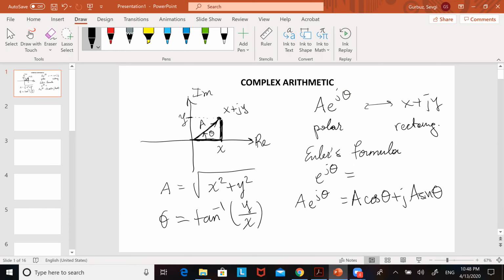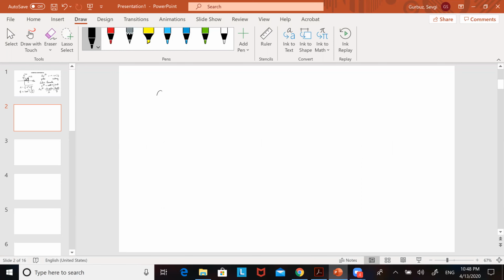Euler's formula is just the version of this relationship where you have a unit magnitude. So if a equals 1, then we can write that e to the j theta equals cosine of theta plus j sine of theta. So in this way, we can find that x is equal to a cos theta and y is equal to a sine theta. A lot of complex arithmetic just revolves around going back and forth between these conversions to make our life easier. For example, it's easier to add complex numbers when you're in the rectangular format.